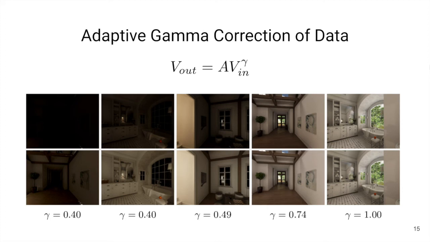A number of examples are shown on the slide. The top layer shows the images in their original form, and the bottom layer shows the corrected images and the gamma level that was used. We used a minimum gamma level of 0.4, as lower levels than this gave noisy and grainy images.